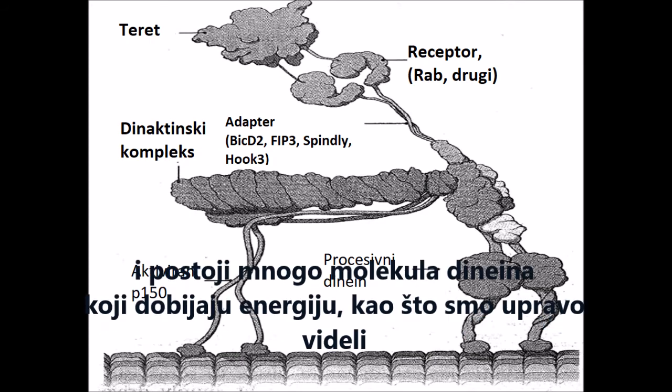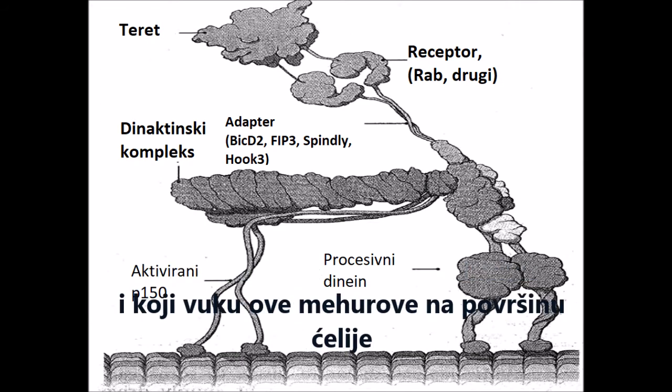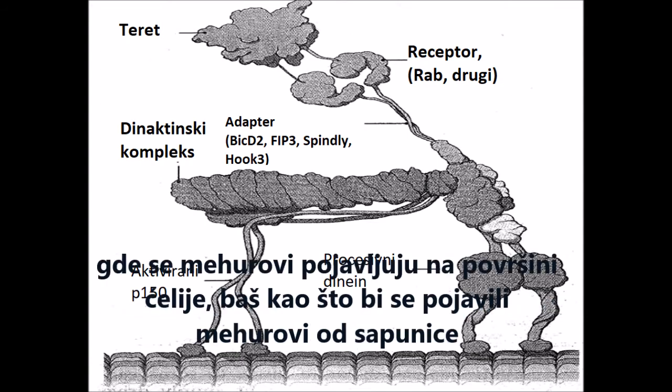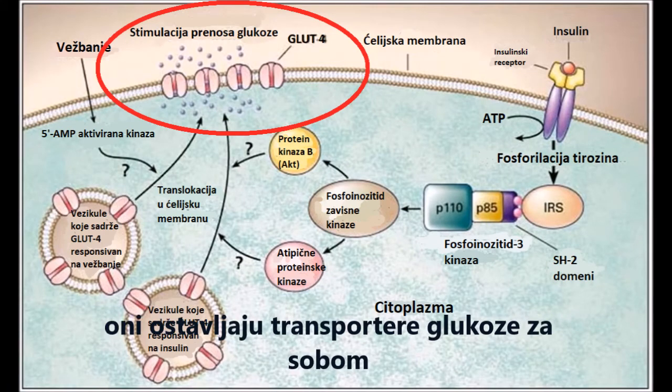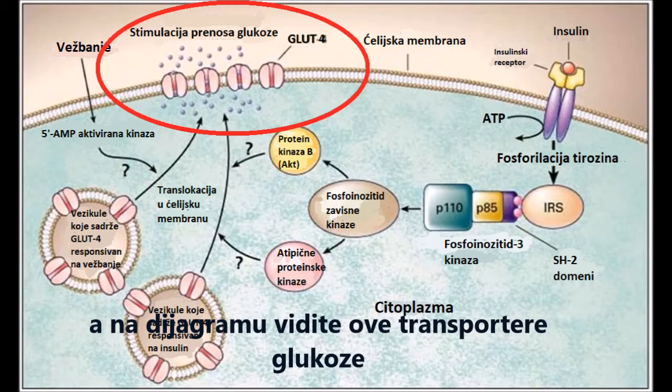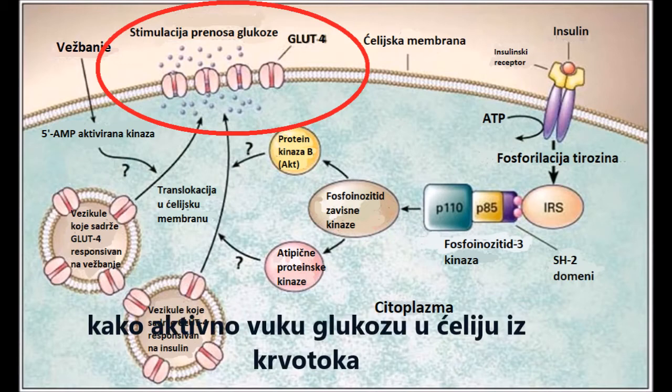And there are a number of dynein molecules getting energy, as we just saw, and dragging these bubbles to the surface of the cell, where the bubbles merge with the surface of the cell, just like a soap bubble would. And when they merge, as you can see in the diagram, they leave the glucose transporters behind. And in the diagram, you see these glucose transporters actively pulling glucose into the cell from the bloodstream.